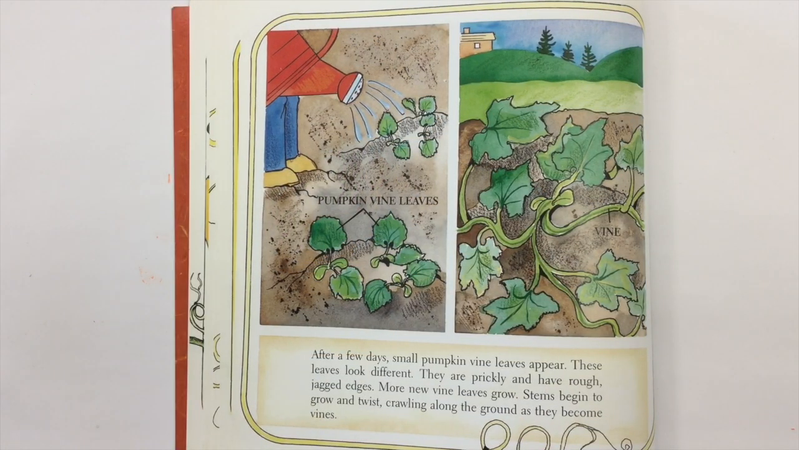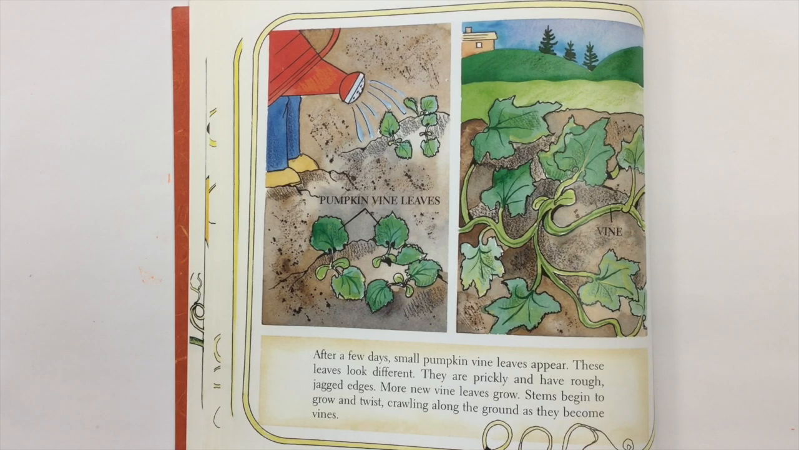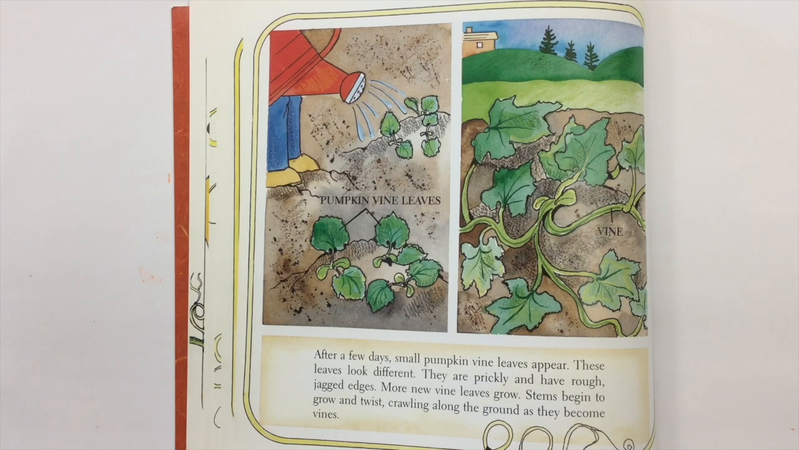After a few days, small pumpkin vine leaves appear. These leaves look different. They are prickly and have rough, jagged edges. More new vine leaves grow. Stems begin to grow and twist, crawling along the ground as they become vines.